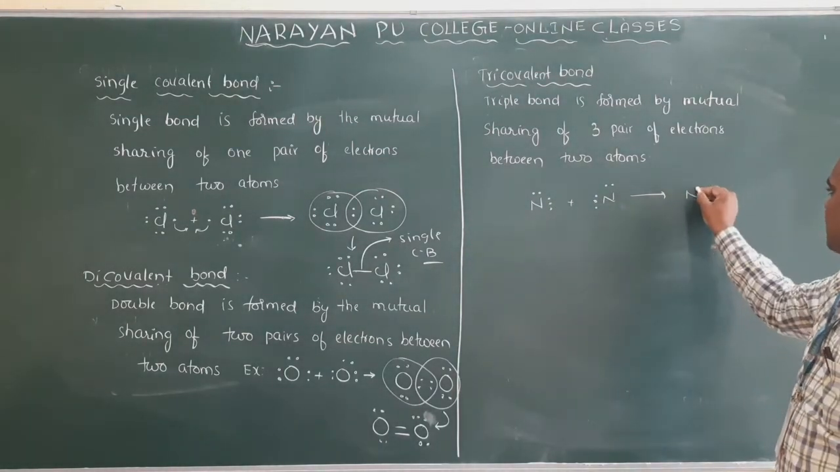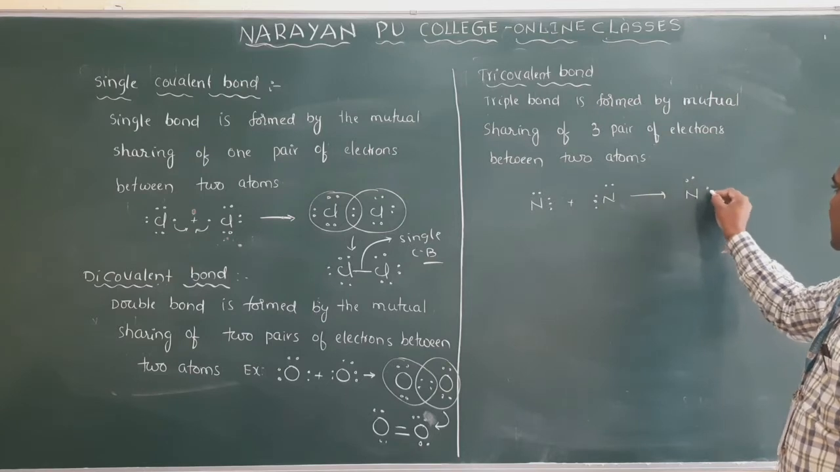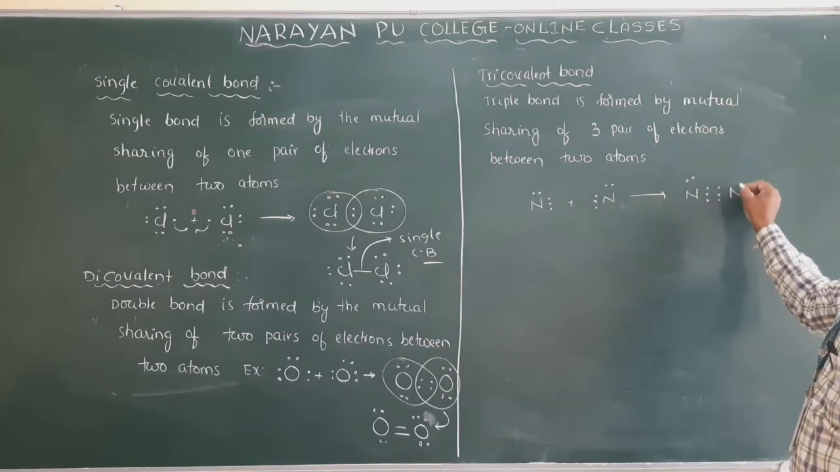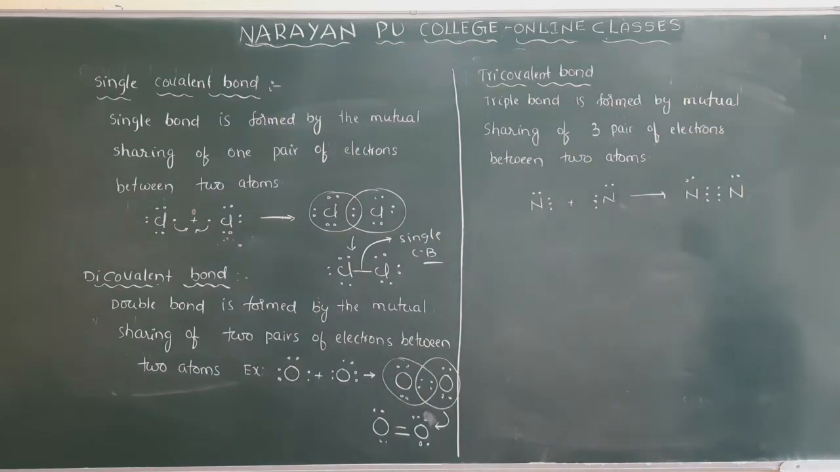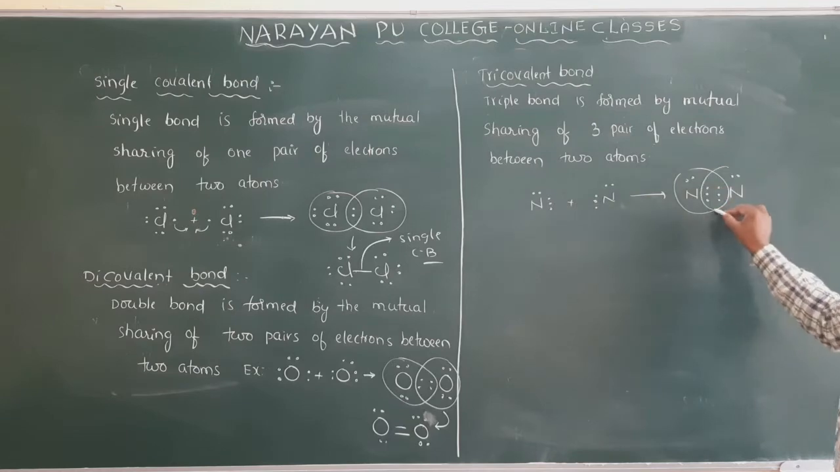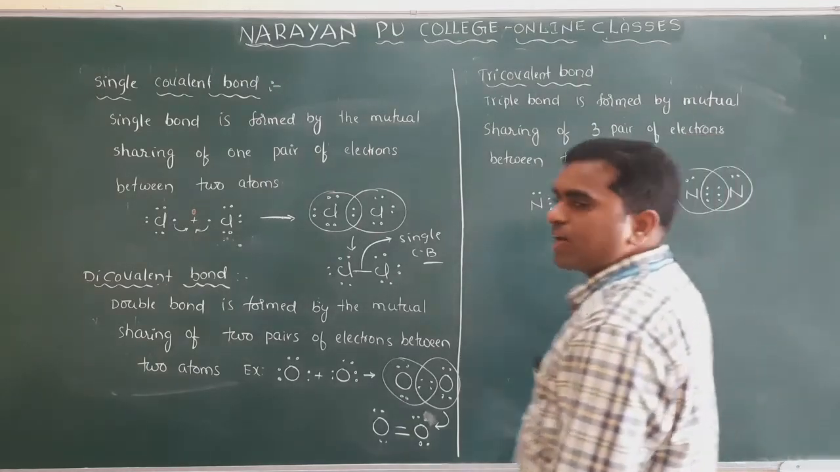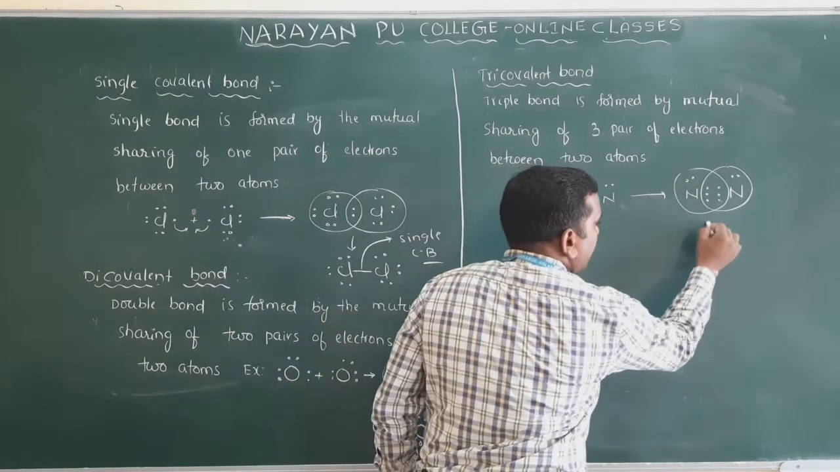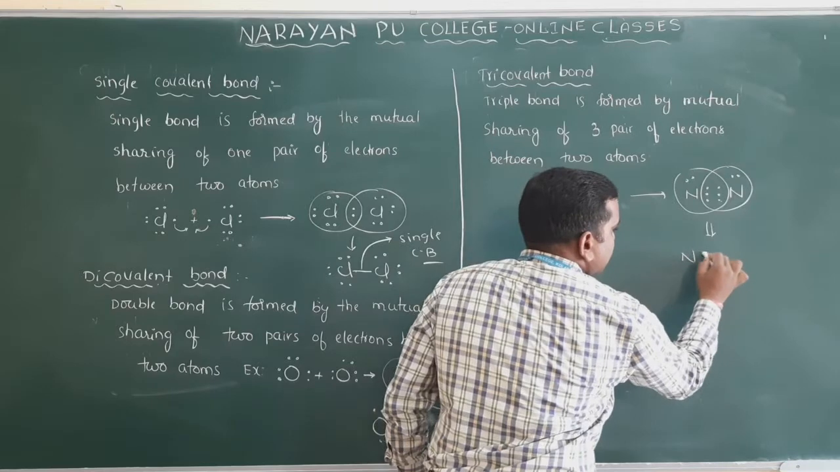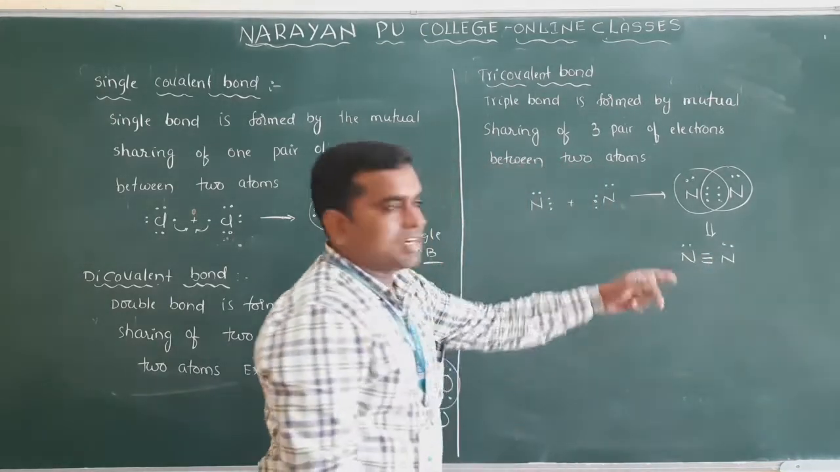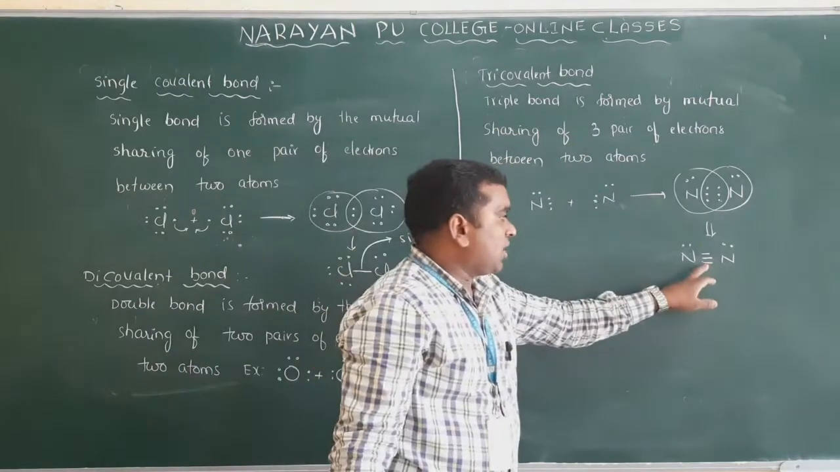That is how you write nitrogen, and here 3 electrons, and here 3 electrons, nitrogen. Now you see, are both in the octet or not? This is in the octet, and this is also in the octet. So how many pairs of electrons are shared here? 3 pairs: this is 1 pair, this is 1 pair, and this is 1 pair. How can I write it? This is N triple bond N. This is the triple bond. That is the triple covalent bond.